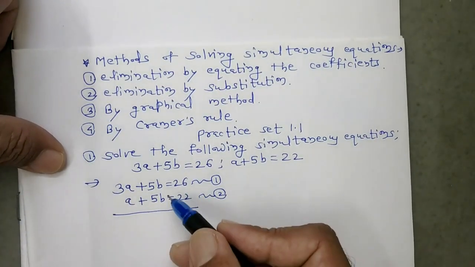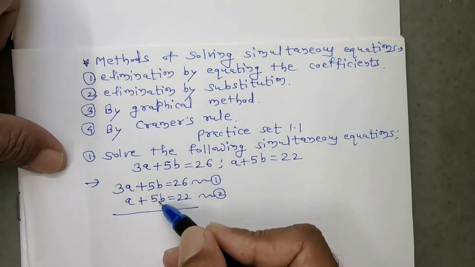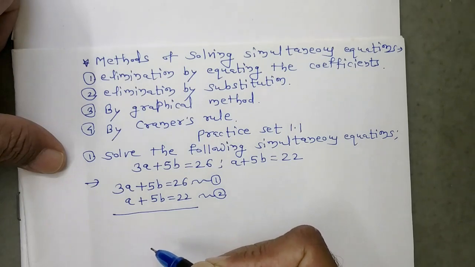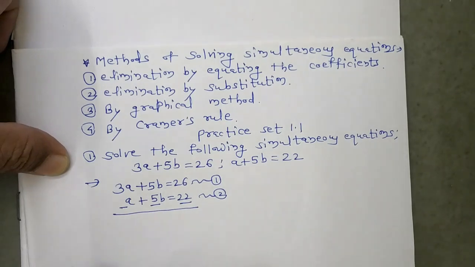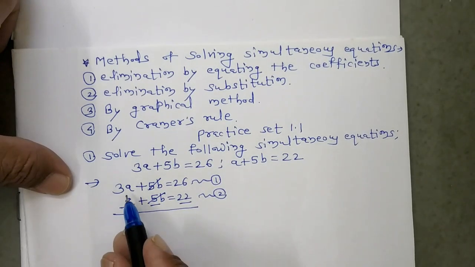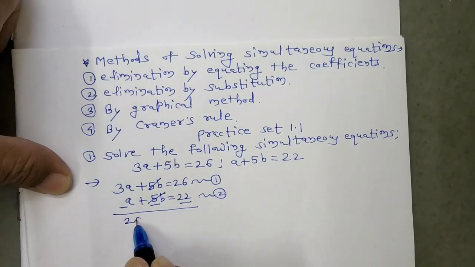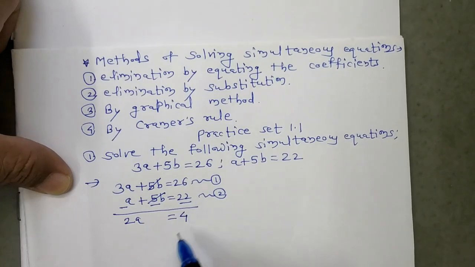Now in these two equations, coefficients of this term b are equal and their sign is also equal. Then taking subtraction. Here plus 5b minus 5b get cancelled. 3a minus a is 2a is equal to 26 minus 22 is 4. 2a is equal to 4, therefore a is equal to 4 upon 2, that is 2. This is value of a.